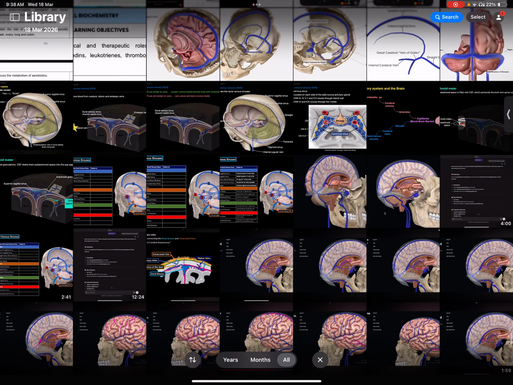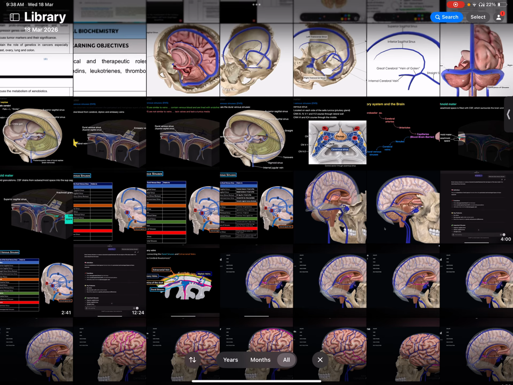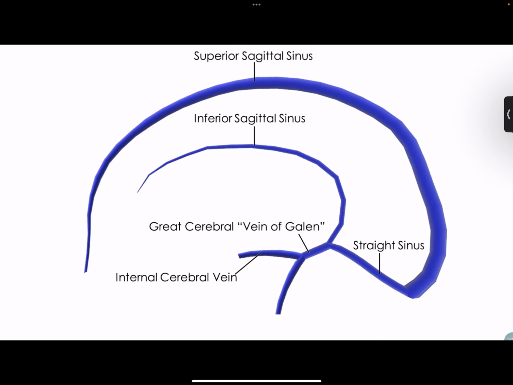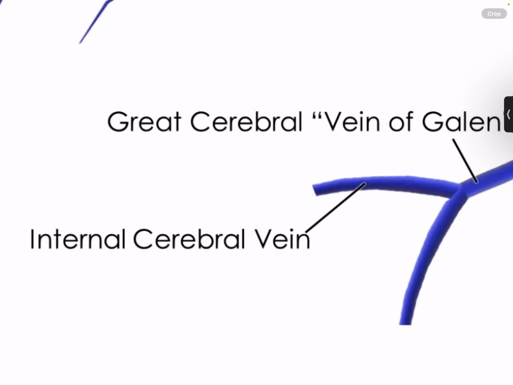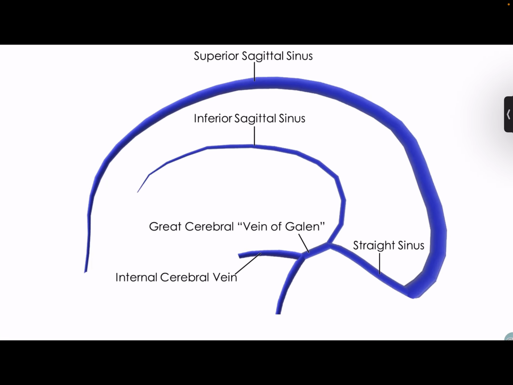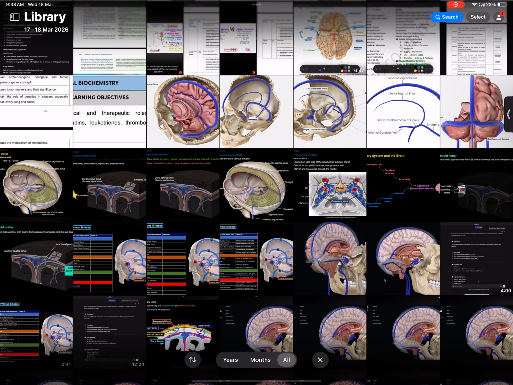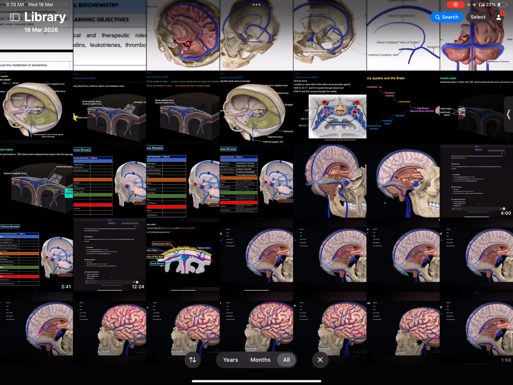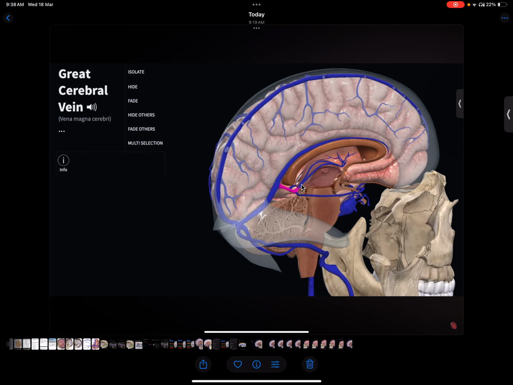Now here you can also see this diagram, the one from when I was telling you about the straight sinus. I told you the straight sinus is formed by the inferior sagittal sinus and the great cerebral vein. Here you can see the internal cerebral vein, and the other one, now we know, is the basal vein. Internal cerebral vein and basal vein come together to form the great cerebral vein, the vein of Galen. Right? So that's it, this was so simple. This was the deep cerebral veins.